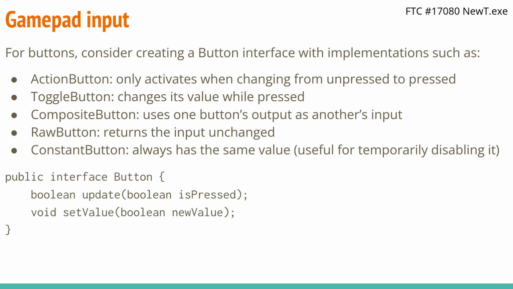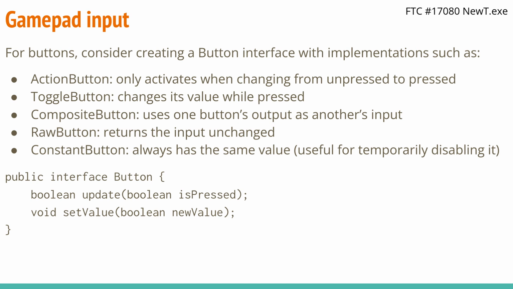Let's see, gamepad input. For buttons, you might want to create a button interface so you can have different kinds of buttons. The default is to activate while it's pressed and not while it's not pressed. But you might want, for example, to have it activate when you start pressing it once and then stop activating, so you can perform a single action rather than going into a state and continuously doing something.